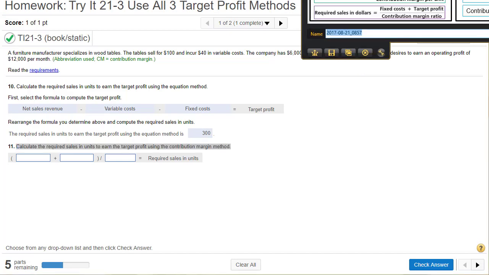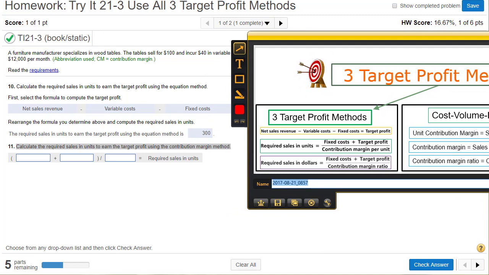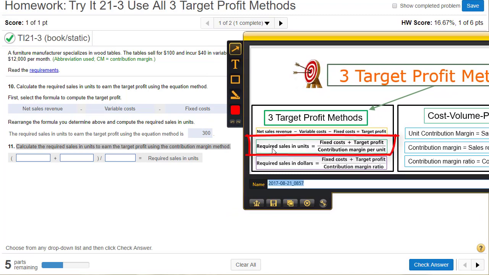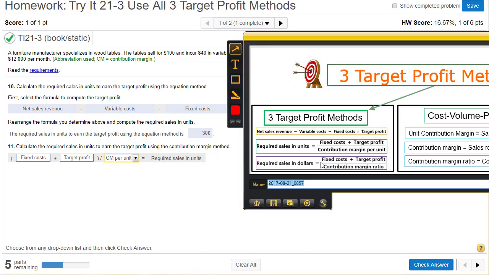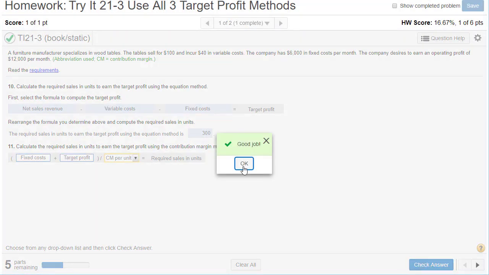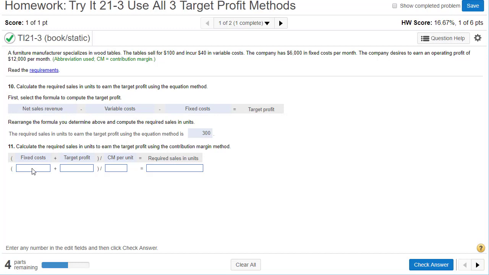So going back to our formulas, the contribution margin method is this one right here. Required sales in units, which is what we got here, equals fixed costs plus target profit divided by contribution margin per unit. So it's fixed costs plus the target profit divided by contribution margin, that's what CM stands for, per unit. So we just replicated this second method here, which is super easy to use once you know how to do it. Check our answer. All right, now we just need to plug in the information.